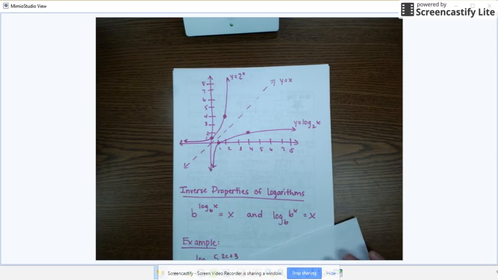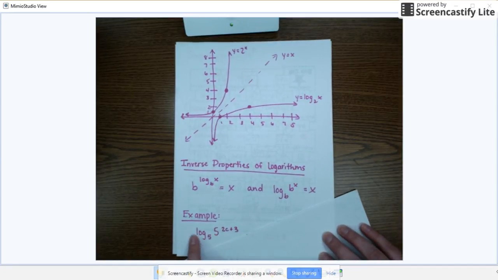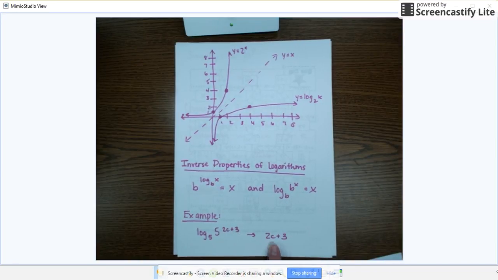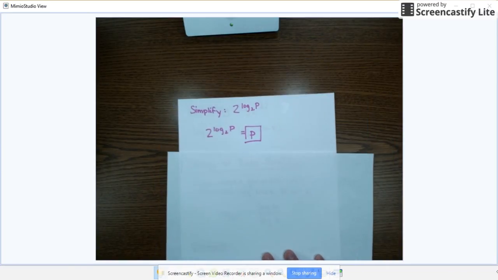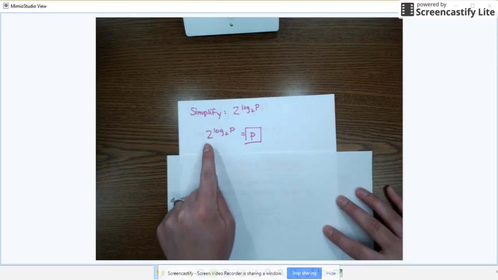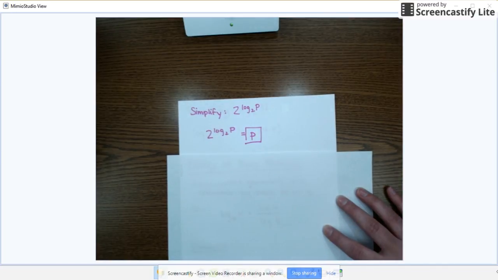For an example, if we have log base 5 of 5 to the 2c plus 3, that log base 5 and the 5 cancel one another off according to this rule. So we're strictly left with that exponent, which is 2c plus 3. Okay, use the other rule to simplify 2 to the power of log base 2 of p. The 2 and the log base 2 cancel, leaving you with p.